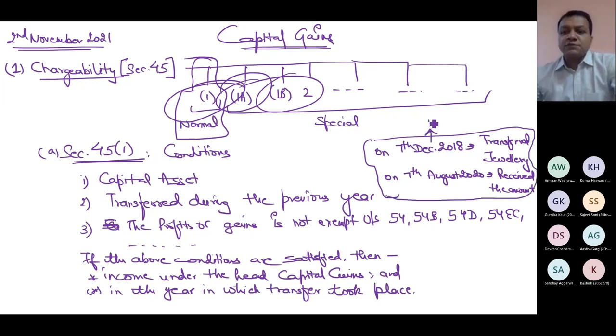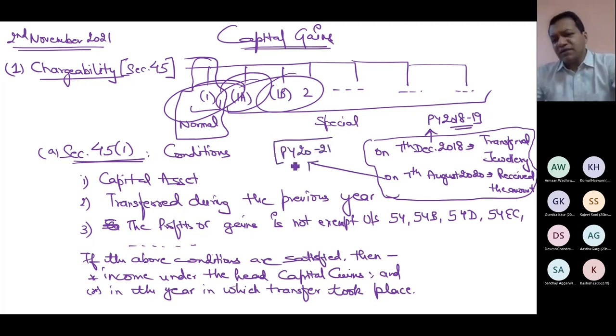Asset was transferred in which previous year? 18-19. But amount is received in which previous year? 2021. Now, can you tell me in which year I will compute the income under the capital gain? 1920 or 2021? Hurry up. So 1819.